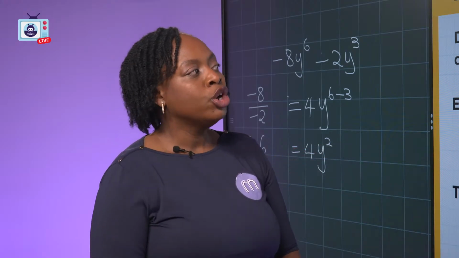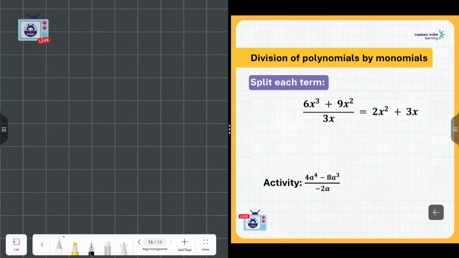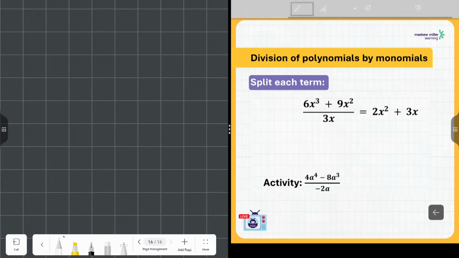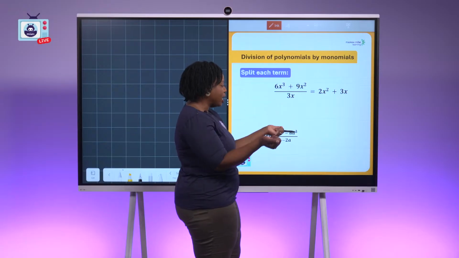So that's how you do these questions. Easy, right? I'm very sure that you guys have mastered that and you can be able to do it. So one other method that you need to know is just the method of splitting. It's still the same division that we are doing, but now you need to know how to split. So every time you are given it like this, you just have to split. How do you split? You look at your numerator and you see how many terms you have and you split accordingly. Then you keep your denominator.